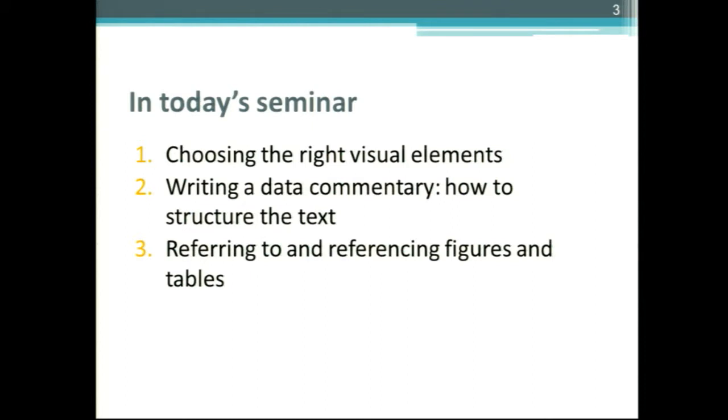Today, there are 3 parts of the seminar. First, about what kind of visual element to choose for your writing to avoid making that mistake that I have made earlier in my life. The second part will be how to structure a data commentary. So what is the core of your results section? How do you write about your results? And thirdly, some language input about how to refer to figures in the text and how to reference tables and so forth. Does that sound all right? I'm happy to take questions as long as they're brief ones throughout the seminar. Okay? So just raise your hands if you want to say anything.